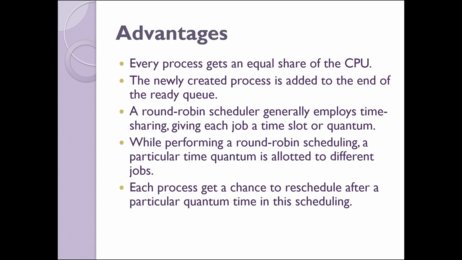Next we see the advantages of round robin. Each process gets an equal share of the CPU. The newly created process is added to the end of the ready queue. The round robin scheduler generally employs time sharing, giving each job a time slot or time quantum. While performing round robin scheduling, a particular time quantum is allotted to different jobs. Each process gets a chance to reschedule after a particular quantum time in this scheduling.